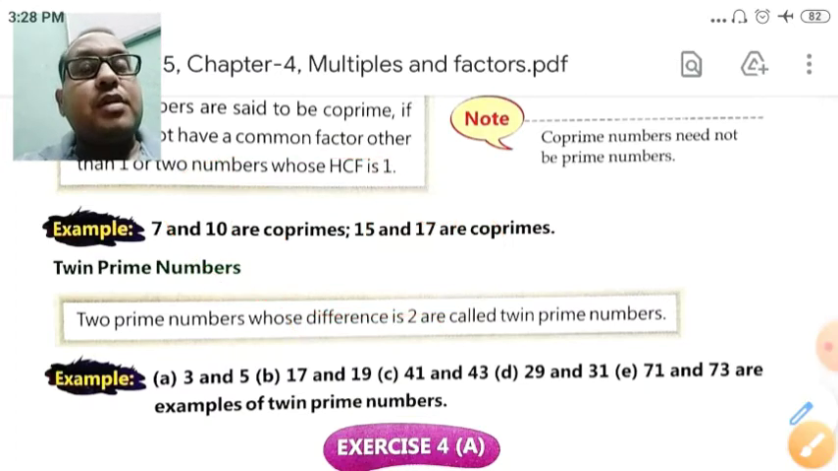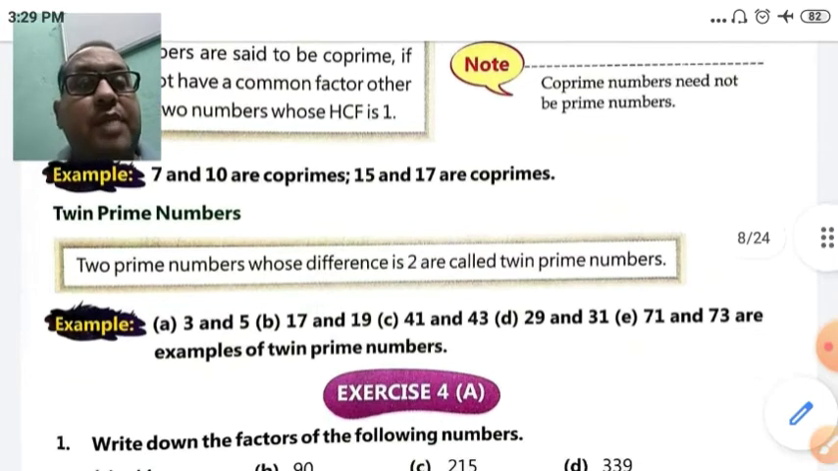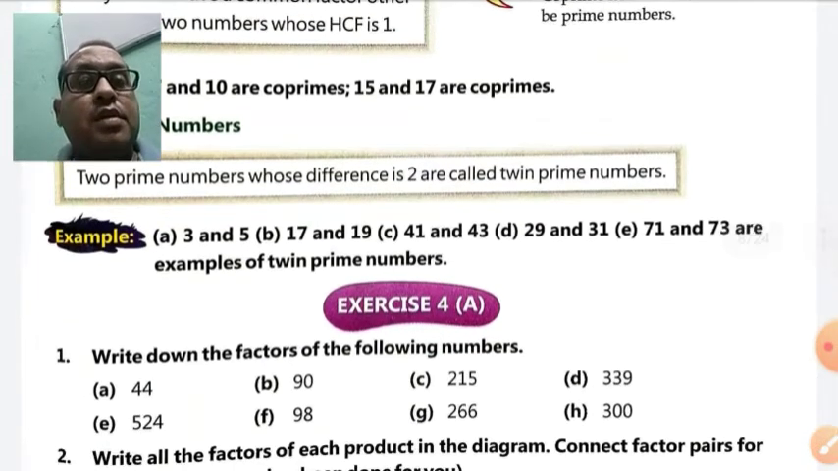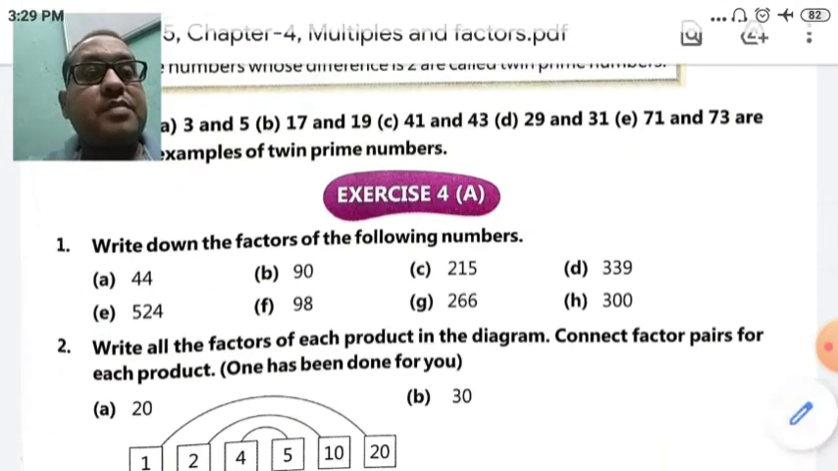So this is all about co-prime numbers and twin prime numbers. Co-prime numbers are numbers whose only common factor is 1, so they are called co-prime numbers. And if two prime numbers have a difference of 2, then they are called twin prime numbers. Now we have completed all the theory portion, so let us discuss some questions related to it.